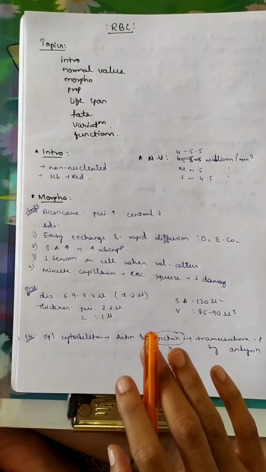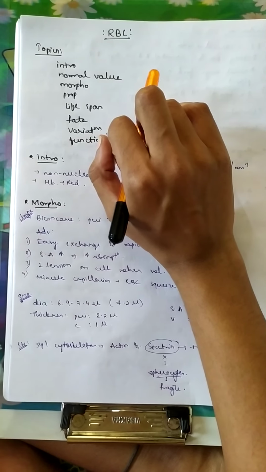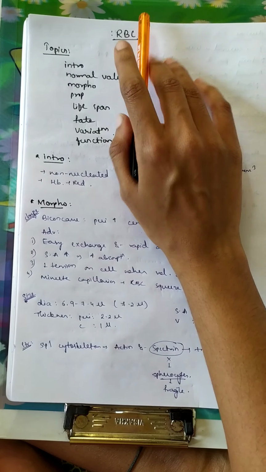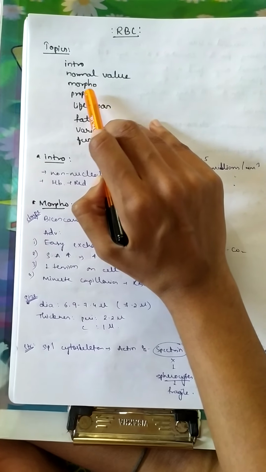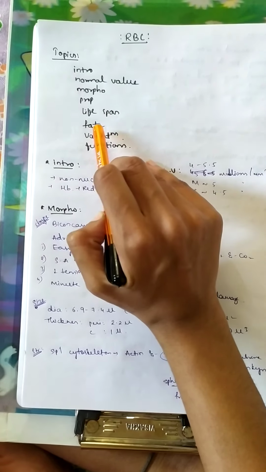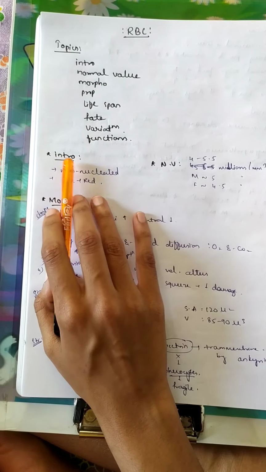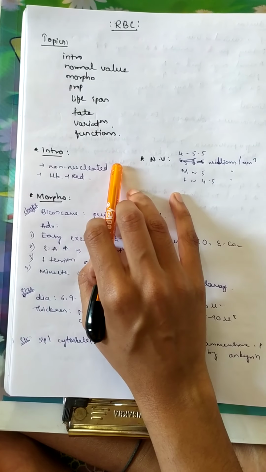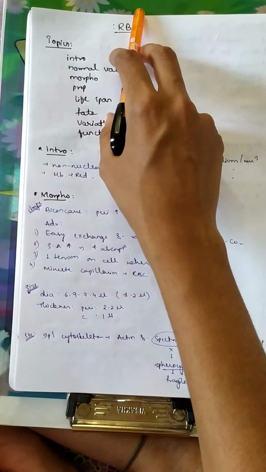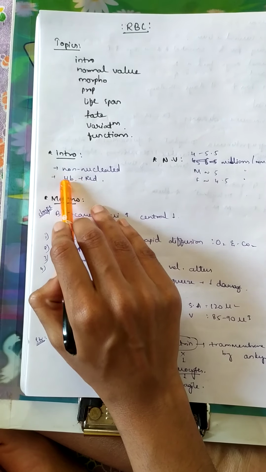Hey medicos, today we'll be learning about red blood cells, also called erythrocytes. The topics that we'll be dealing with in this chapter are introduction, normal value, morphology, properties, lifespan, fate, variations, and functions. Firstly, coming to the introduction of RBC, these are non-nucleated cells and they are red in color, hence called red blood cells. The red color is because of the pigment present, hemoglobin.